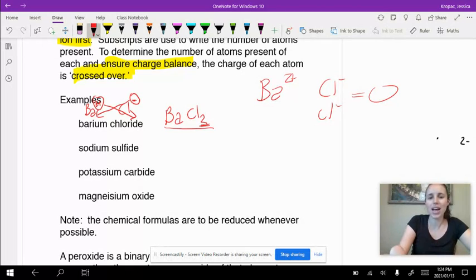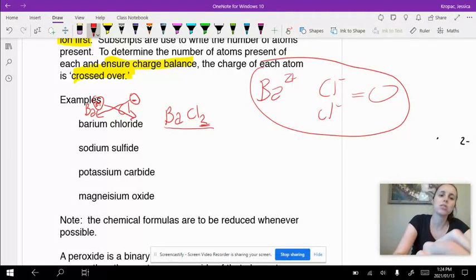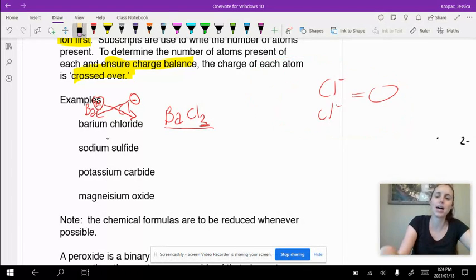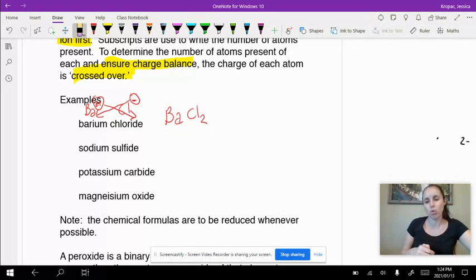I don't want to have to think about this every time. I don't want to have to sketch this in my margin every time. So essentially crossing over allows you to skip this step and figure out exactly how many atoms are needed in order to balance your charges.